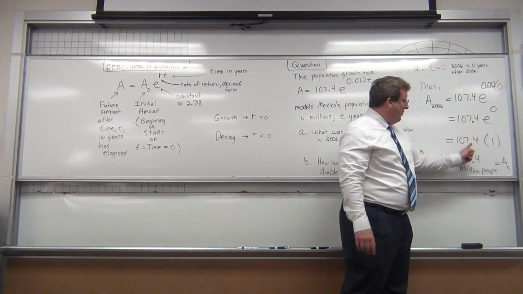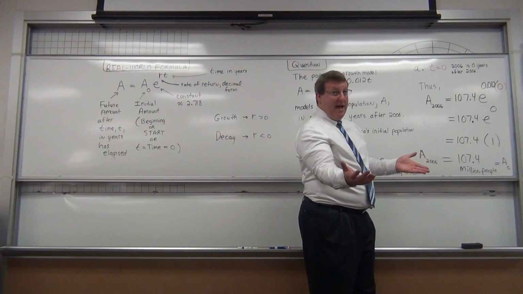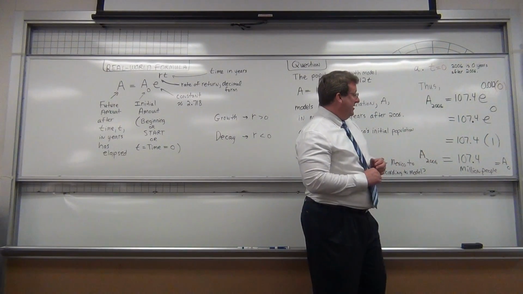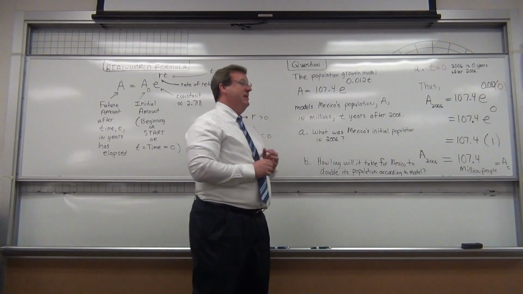So it's 107.4 times 1. So this is another way to solve that exponential equation for the population of Mexico in 2006, 107.4 million people.